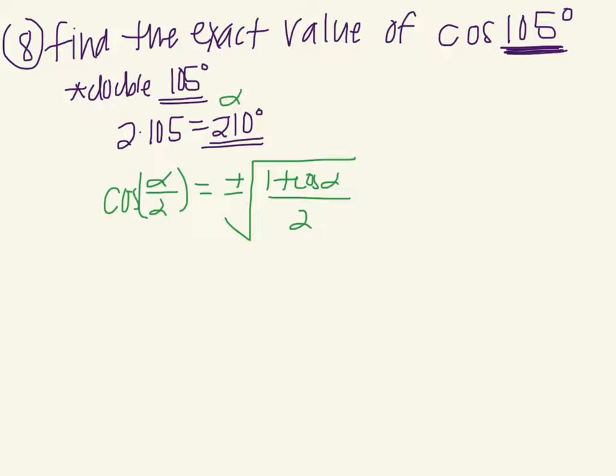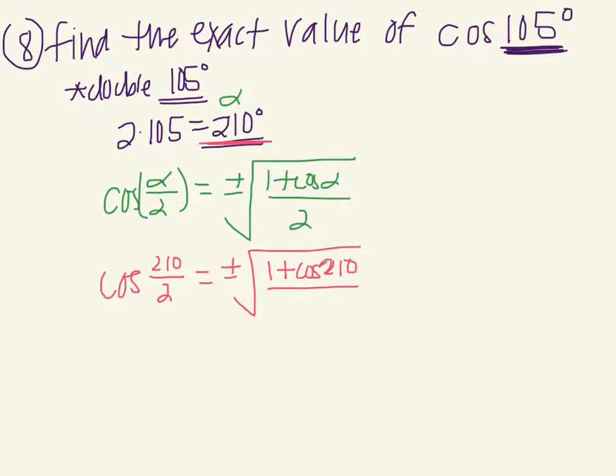So again, what we're going to do, we're going to take 210, and 210 is what we're going to use to replace alpha. So it's going to look like this. Cosine of 210 divided by 2 is equal to plus or minus the square root of 1 plus cosine 210 over 2. Alright, so when you look at the left side of this, we're actually not going to do anything with this, but if you look, 210 divided by 2 is still equivalent to cosine of 105. So we're still finding cosine of 105, which is using the half angle formula to find it.